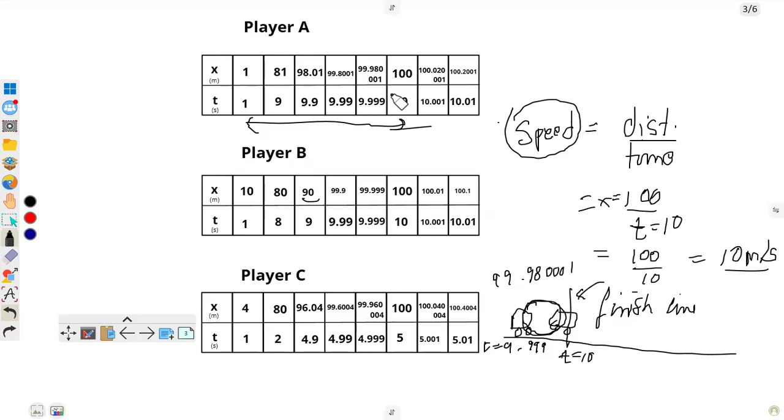सबसे पहले मैं एक बार रिवाइज करवा देता हूँ अभी तक हमने क्या क्या किया. हमने पहले पता किया स्पीड इज एक्चुअली डिस्टेंस ओवर टाइम. ऑल राइट, देन हमारा गोल ये था कि हमें फाइंड करना है कि सारे प्लेयर्स में से किसकी सबसे ज्यादा स्पीड है एट द फिनिश लाइन.